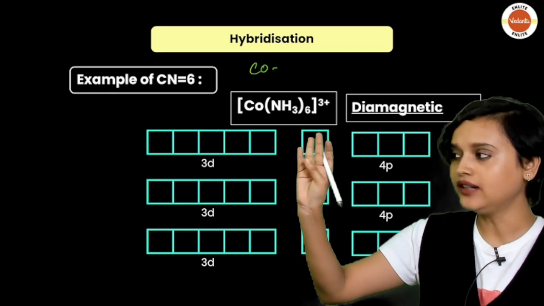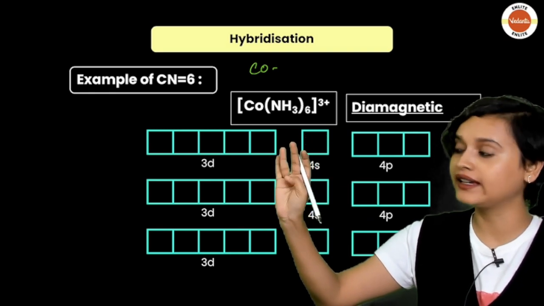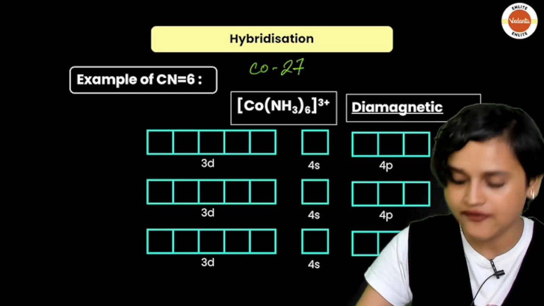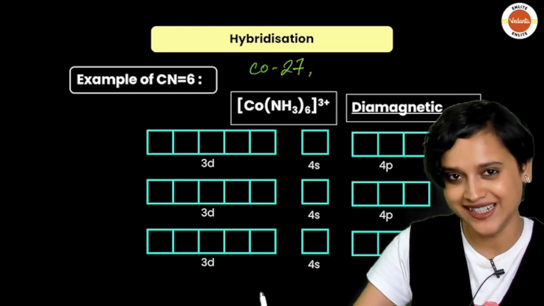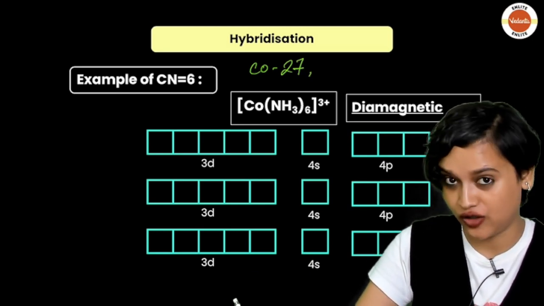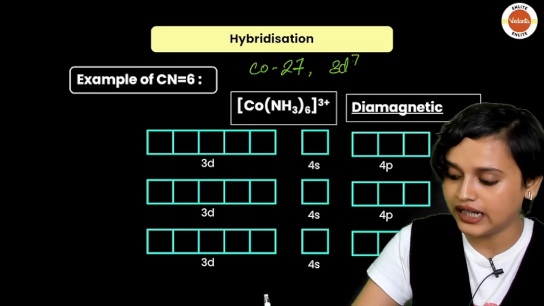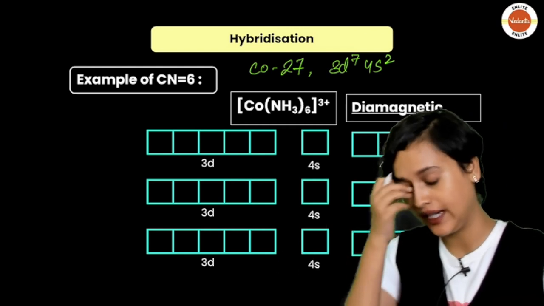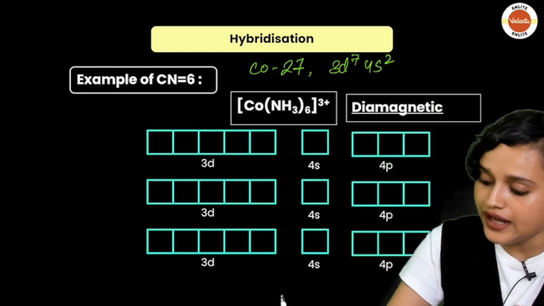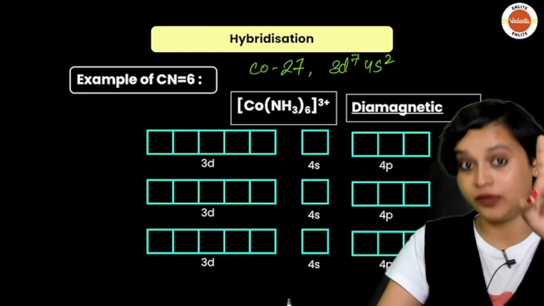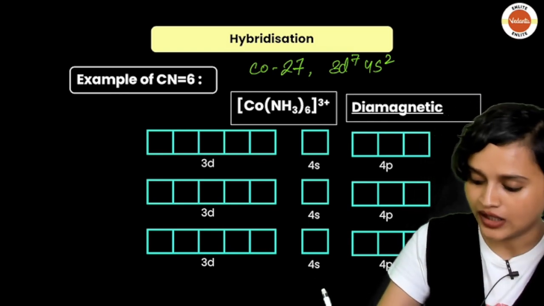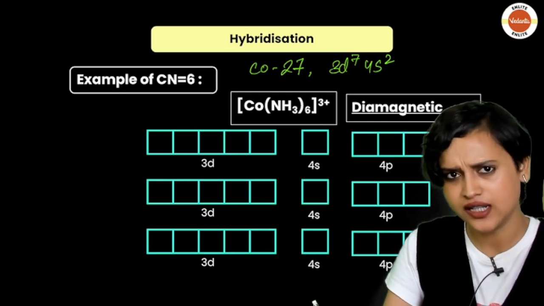Scandium, titanium, vanadium, chromium, manganese, iron, cobalt. Cobalt is 27. If it is 27, then the outermost electronic configuration should be 3d7 4s2. Now I can see that the complex formed here is [Co(NH3)6]3+. So first of all, let's find out the oxidation state of cobalt.